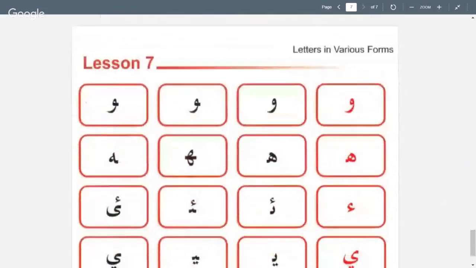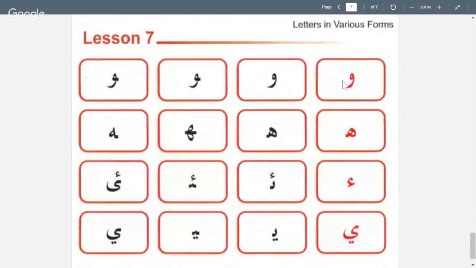And just a couple more here. Wow, remember wow is a one-way connector. It really doesn't change much. Either it is by itself or it's connected to something that precedes it. But remember, you can't have it connected to what follows it because it's a one-way connector.